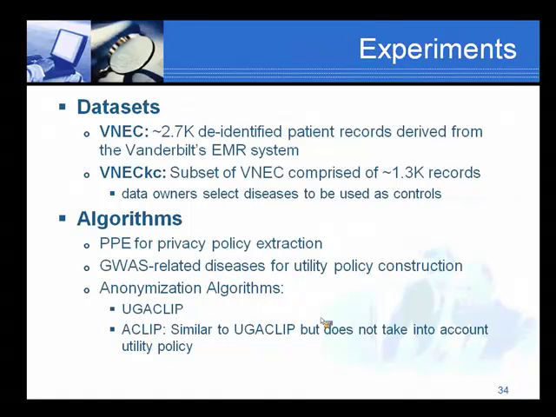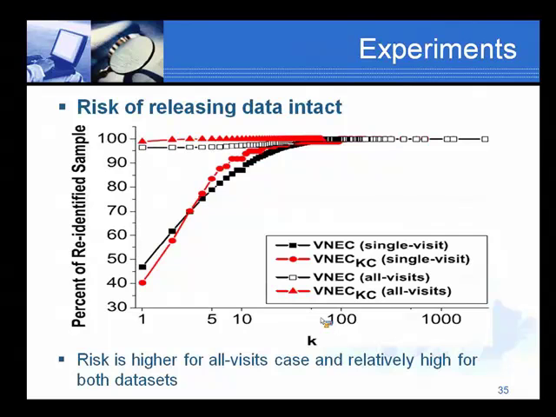We have applied our PPE algorithm to extract policies automatically from the data, and we manually constructed the utility policy by getting these 19 diseases and mapping each of them to ICD codes. Then we applied the 2 anonymization algorithms, UGA-CLIP, which is our algorithm, and A-CLIP, which is similar to our algorithm but does not take into account utility policies. So the first result is to really see if releasing the data intact would again be something risky.